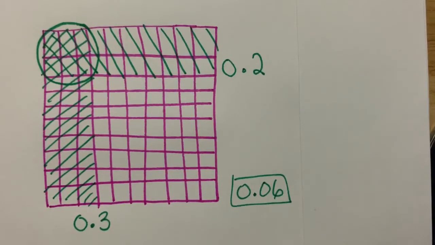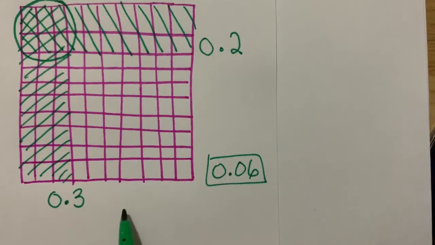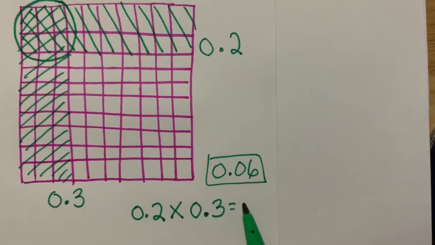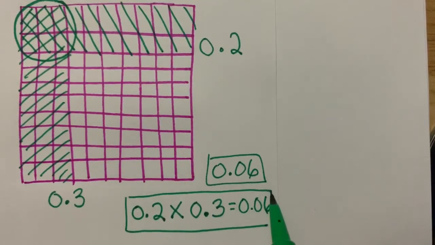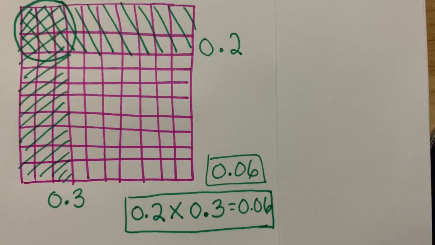Okay, and the way we would represent it as a multiplication problem, okay, two tenths of 3/10 is equal to 6/100. So that would be how we multiply decimals with the model. Okay, however, we're not always going to have these real friendly decimals. So it's important to learn how to multiply larger decimals.